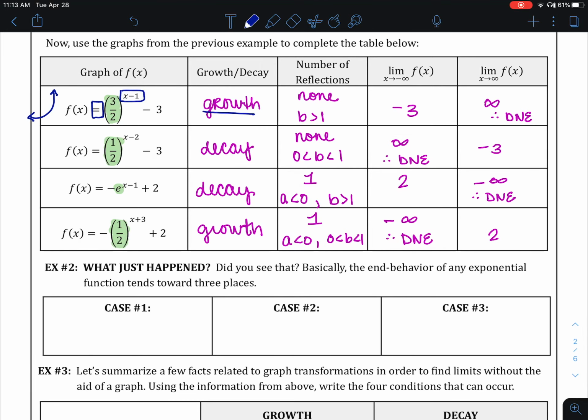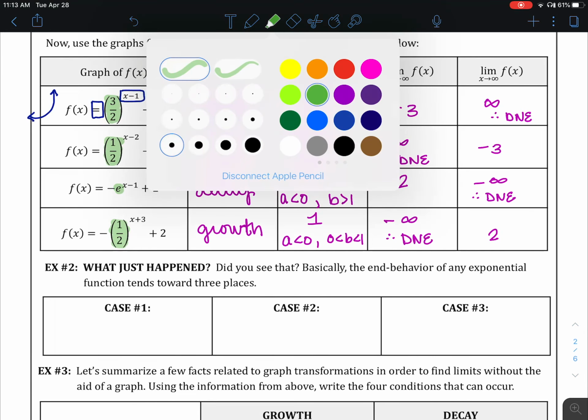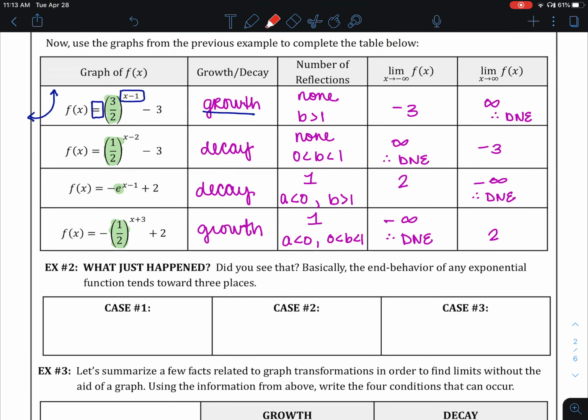And so the next clue as to what's going to happen: if we didn't have anything added or subtracted, the end behavior to the left towards negative infinity would be 0. But because we have this -3, it takes our end behavior to -3. And because it's infinite growth, it's going to continue to go on forever as x approaches positive infinity. We're going to use that same logic when we look at the second function.